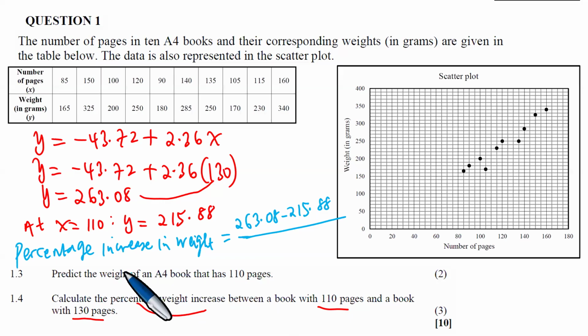So now the percentage increase is the biggest one minus the smallest one, divided by the smallest one. That is the formula for the percentage increase: the biggest one minus the smallest one divided by the smallest one, you multiply by 100.